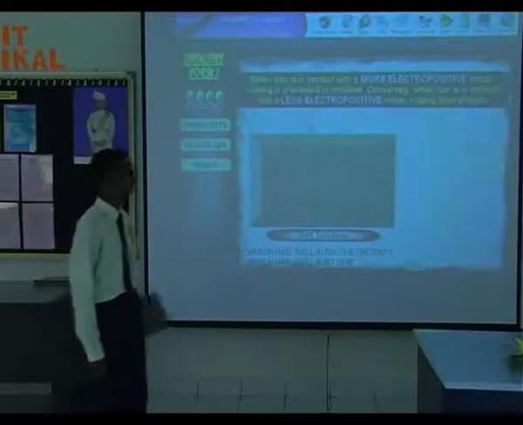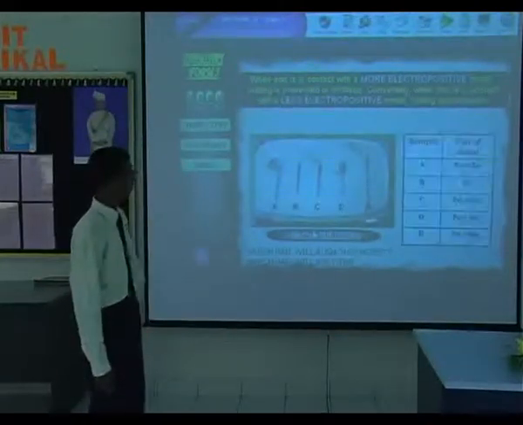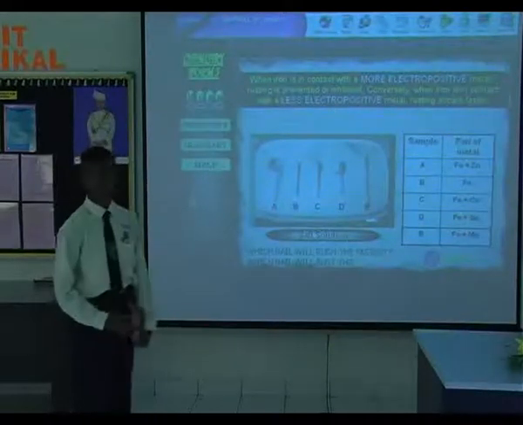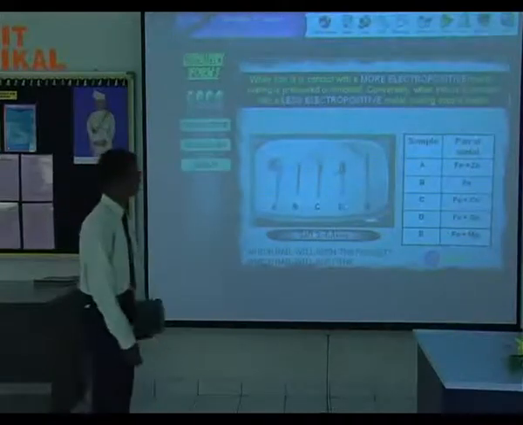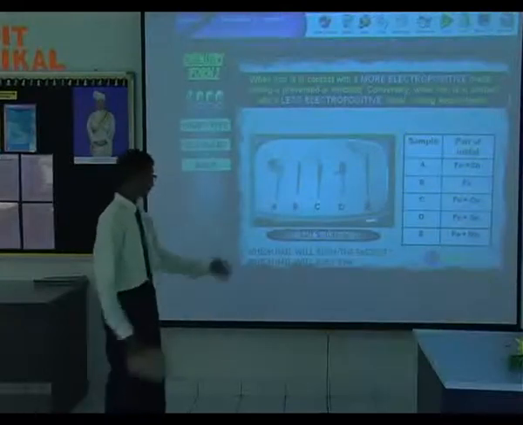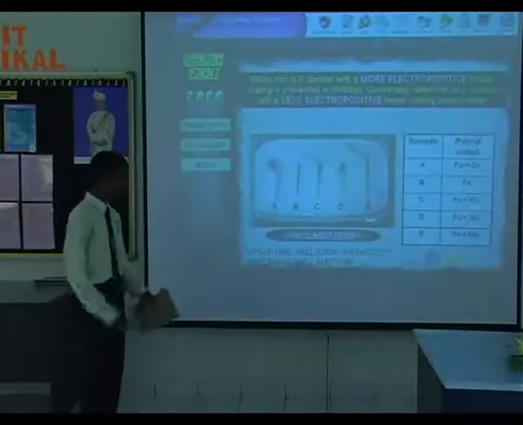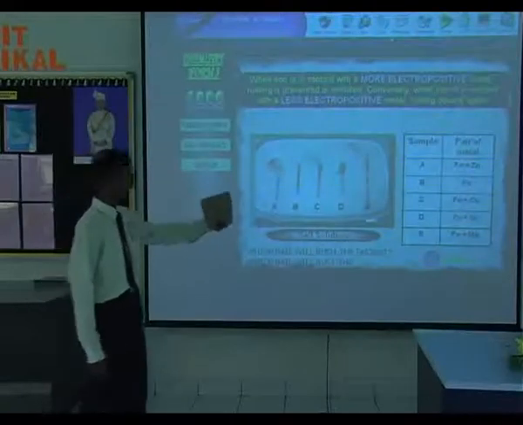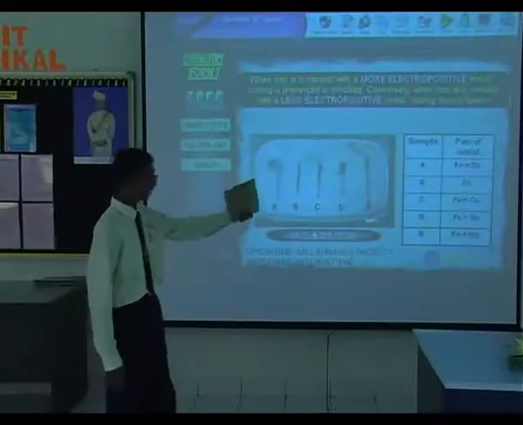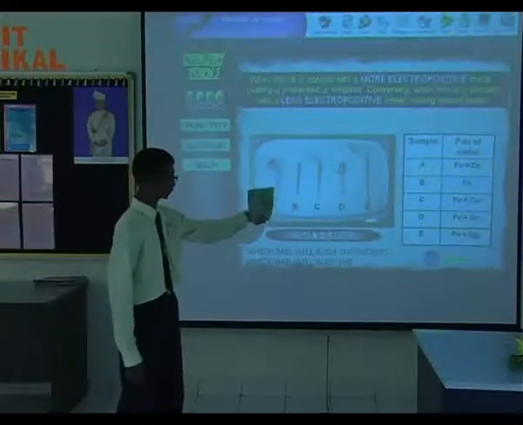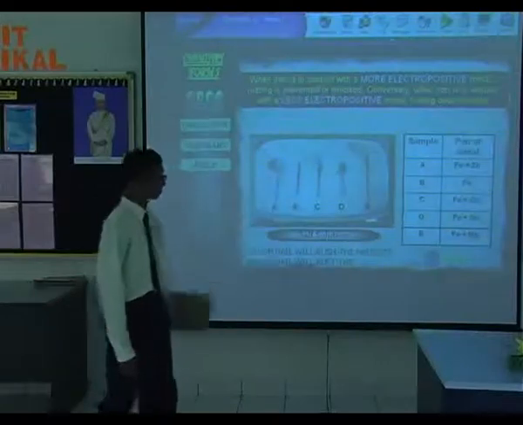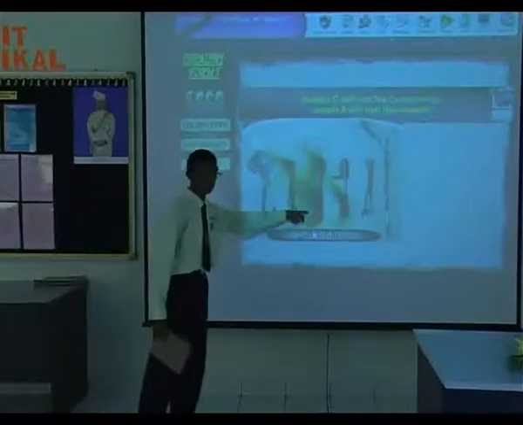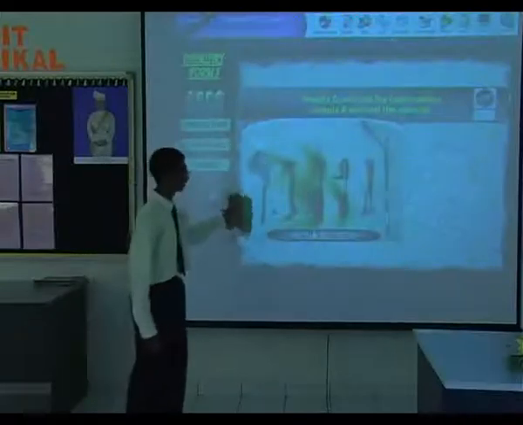When iron is in contact with a more electropositive metal, rusting is prevented or inhibited. Conversely, when iron is in contact with a less electropositive metal, rusting occurs faster. This is another experiment that we have done. Can you guess which nail will rust faster? The nail with zinc, only a nail, or a nail with copper? Okay, here we can see the result. This nail rusts faster and nail A rusts the slowest.